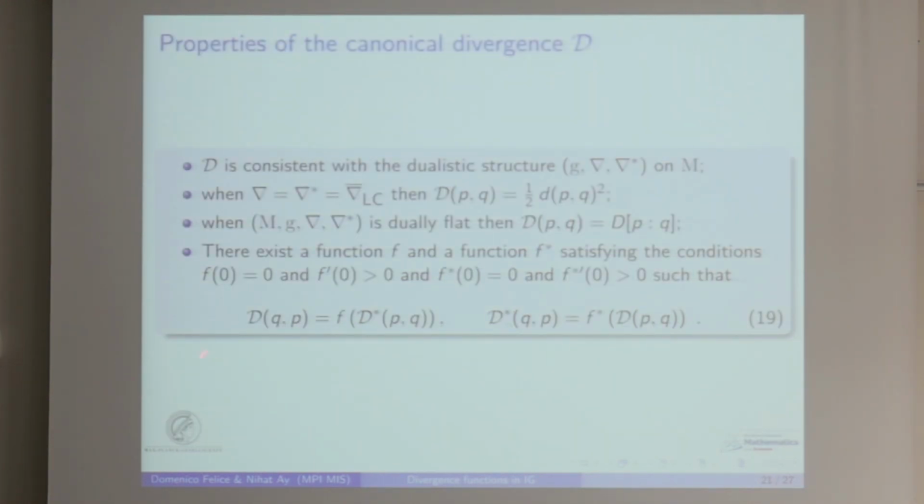Now, this canonical divergence satisfies all the requirements that make a divergence canonical. And in addition, we also have these properties that connect the divergence with its dual function. The best that we obtained is that if you change Q and P, you get that this function is a function of the dual divergence.